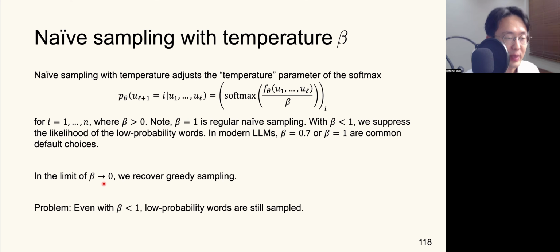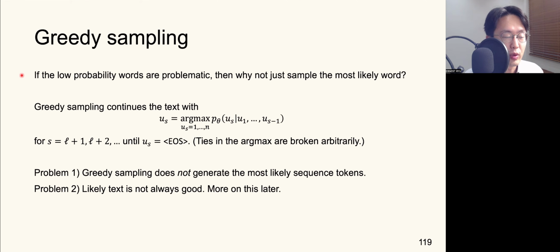Naive sampling with temperature beta is fine, but there's still a problem. Even when beta is less than 1, the low probability words become even lower probability, but still not zero probability. So these low probability words are still sampled. If the low probability words are bad, then why not just sample the most likely word? That's what greedy sampling does. Greedy sampling considers this probability distribution, samples the most likely word, and generates text based off of that.